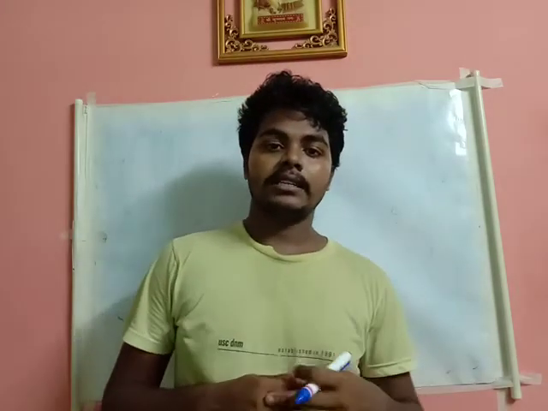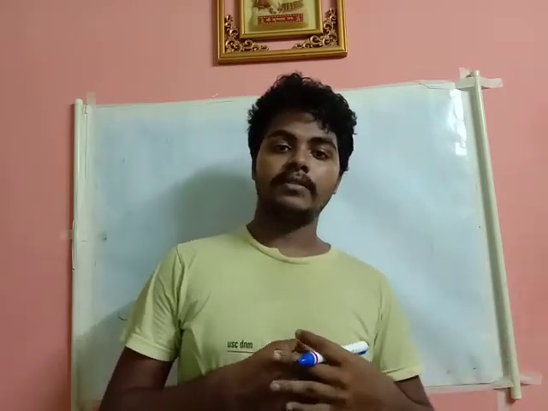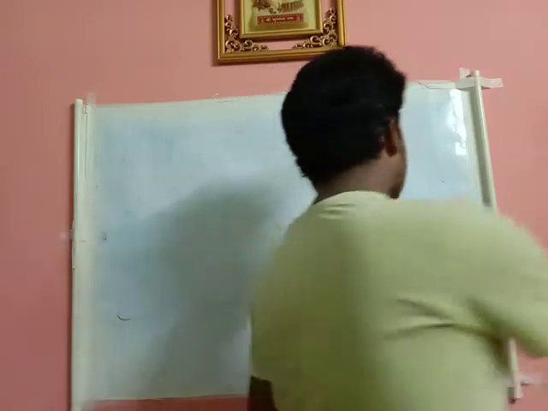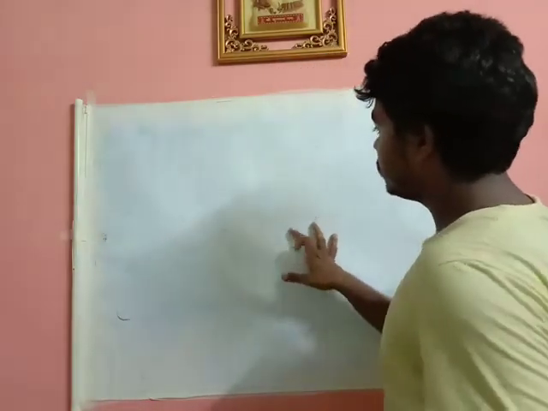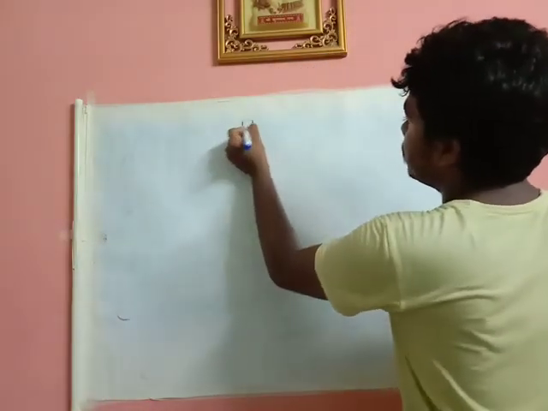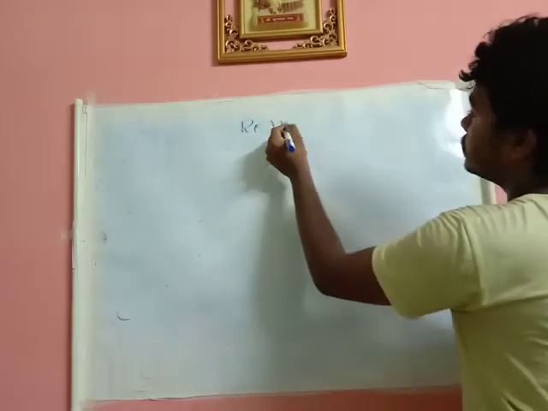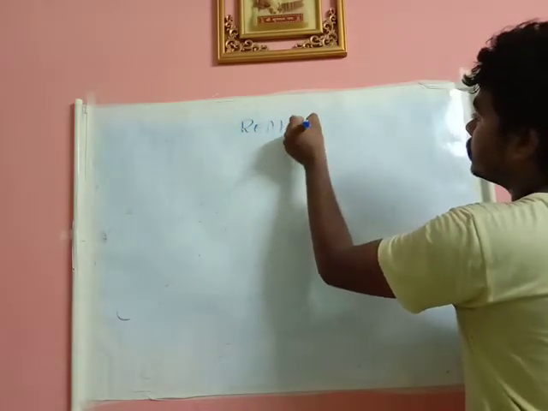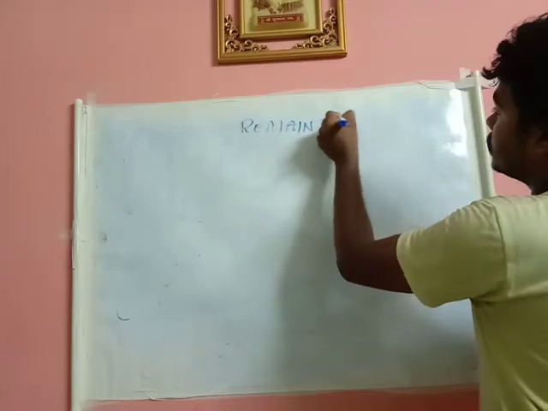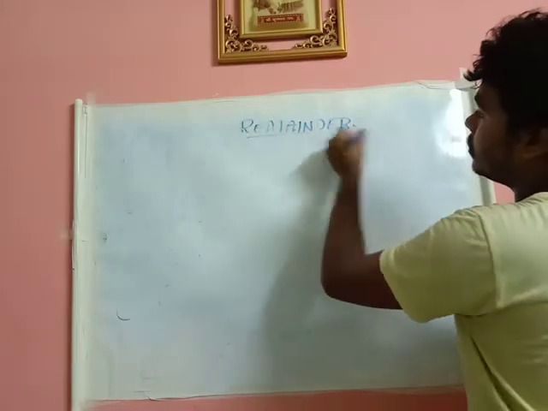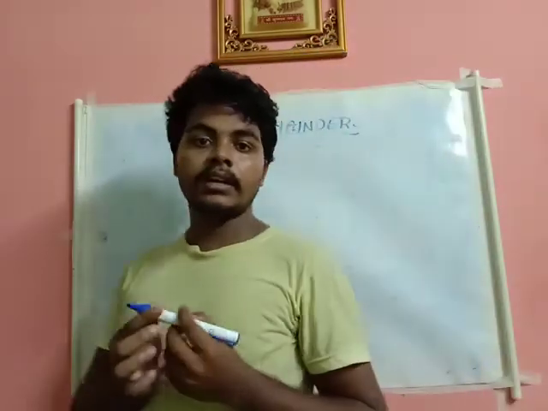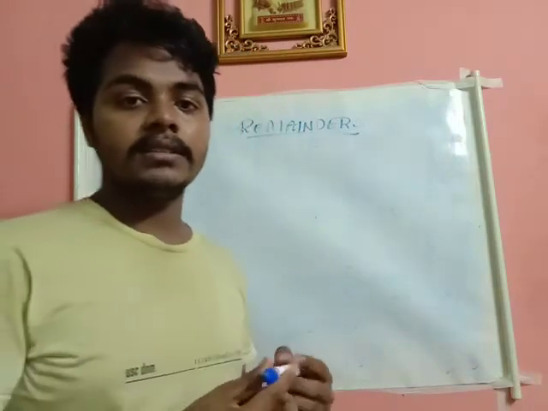So in the last classes we have seen how to find the unit digit and we have done some previous questions. Now let us discuss a new topic in the unit digits, that is remainders. So what are remainders? So what comes under remainders?